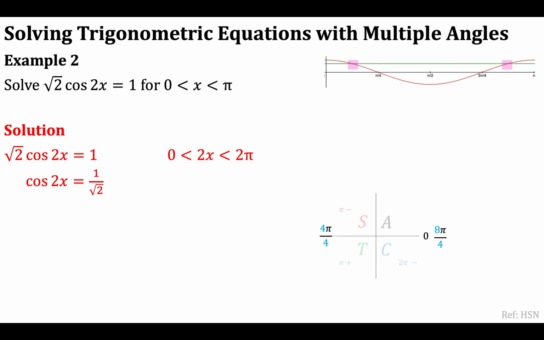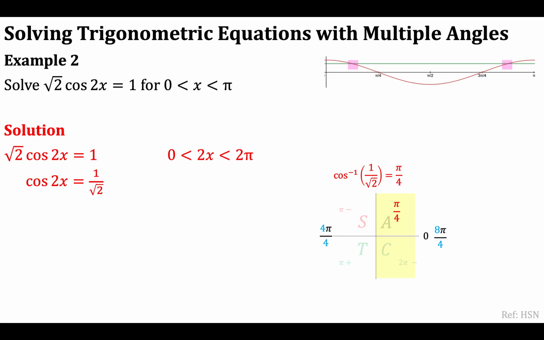So looking at my CAST diagram, cos 2x is positive, so I know that my answers occur in the first and the fourth quadrants. Inverse cos of 1 over root 2 is pi over 4. So again, you can see in my CAST diagram here, I've expressed pi and 2 pi in terms of pi over 4s, just to make life a wee bit easier here. So pi over 4 is the answer in the first quadrant.